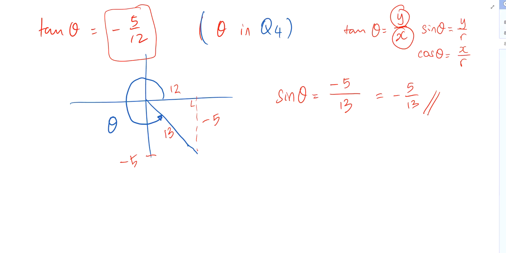Right? In Sec 2, you probably will have tangent inverse to get an angle. Then after that, you sine the angle to get the answer. But this way allows us to do it without evaluating theta, and that is the whole point of this question. So last one, cosine theta. Adjacent, or rather, x value will be 12 over 13. Done.